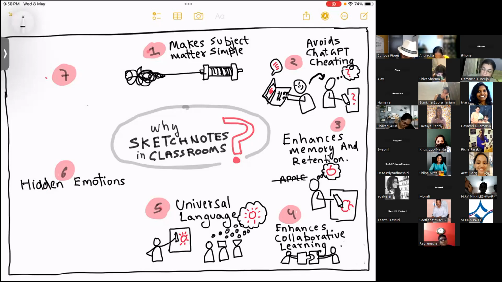So hidden emotions. What do you mean by hidden emotions? I think hidden emotions basically means what? When somebody is drawing.